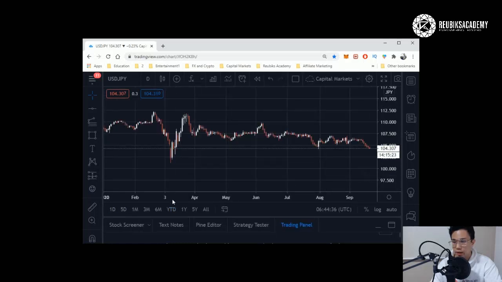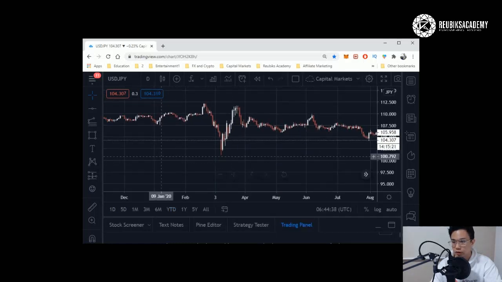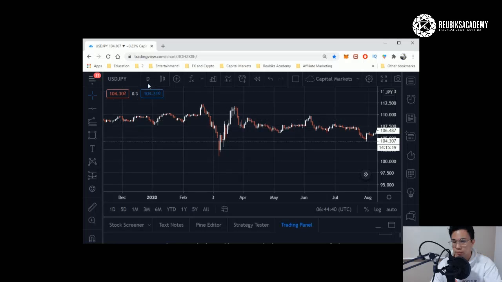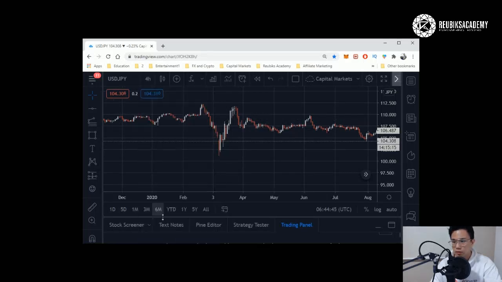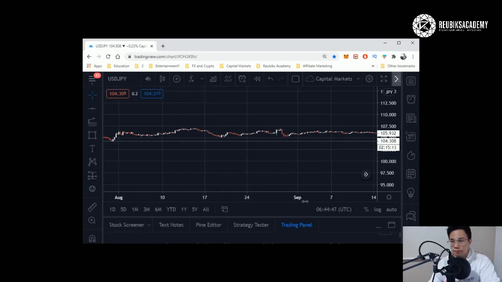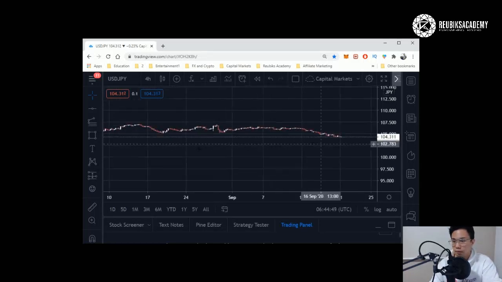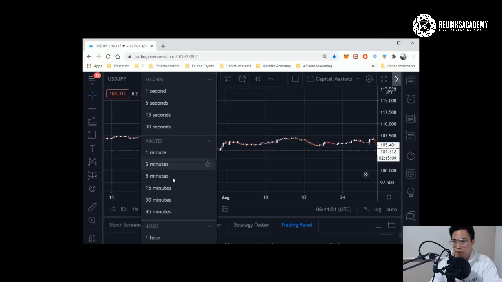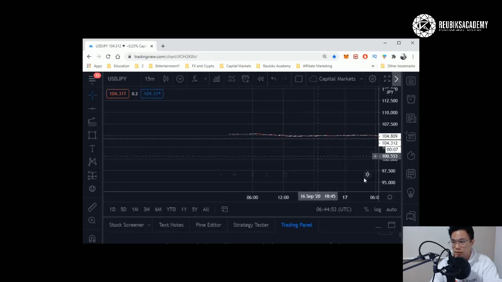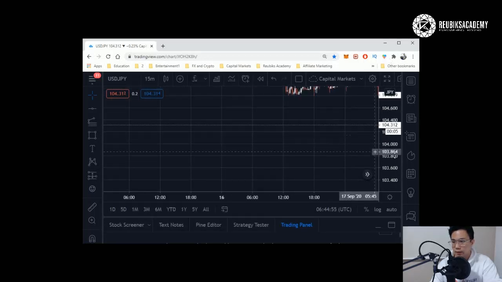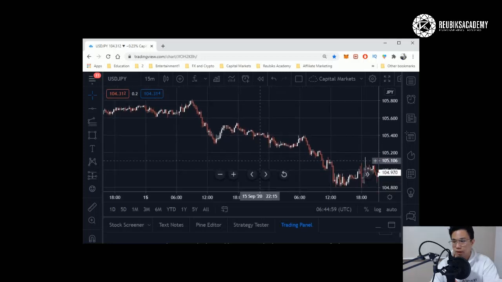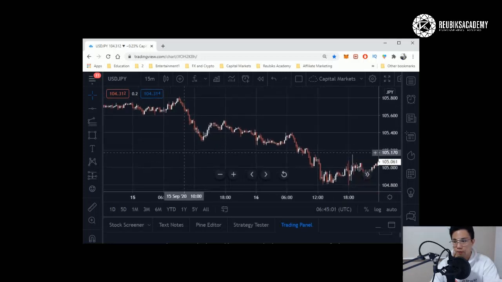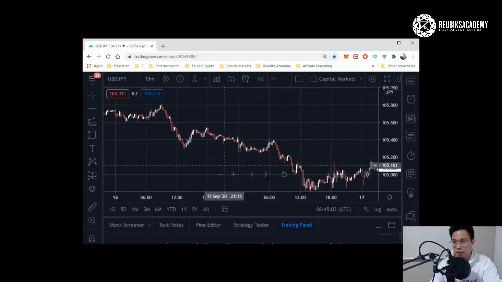Oops. Okay, let me just put it back to 2 hours, 4 hours. Okay, never mind. Let me go to 15 minutes just to generate more candle bars, candlesticks. Okay, let's say, so this downtrend continued. This will be a good place to demonstrate how to use the Fibonacci extension.